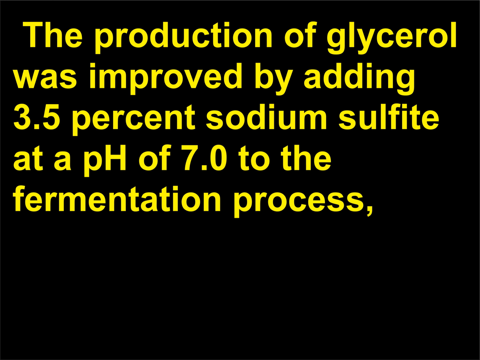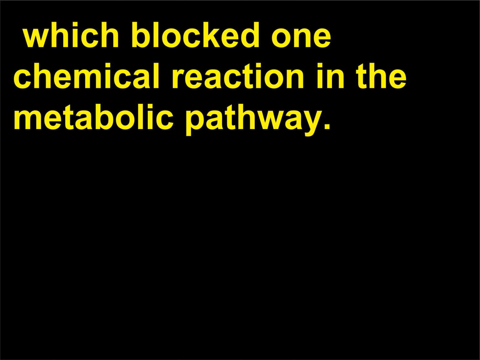The production of glycerol was improved by adding 3.5% sodium sulfite at a pH of 7.0 to the fermentation process, which blocked one chemical reaction in the metabolic pathway.